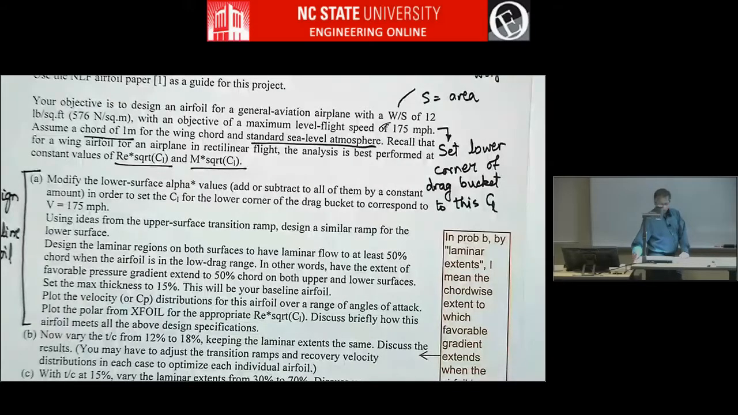the airfoil I've given you already has an upper surface transition ramp. It can be improved, but it's got some initial transition ramp for it. So try to improve it and design a similar ramp for the lower surface. The lower surface does not have a transition ramp, so create one, add some segments and round off the corner between the favorable gradient and the adverse gradient. And then design the laminar regions on both surfaces to have laminar flow to at least 50% chord.